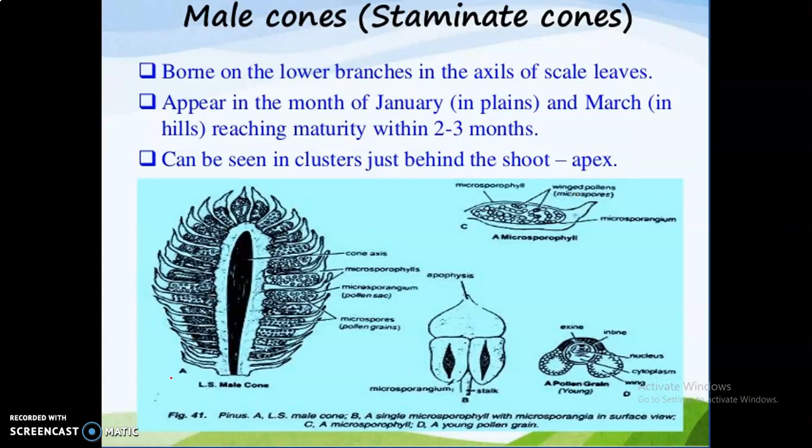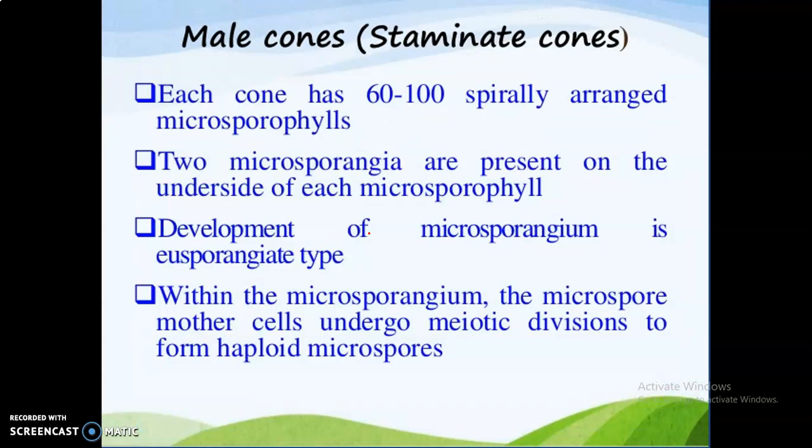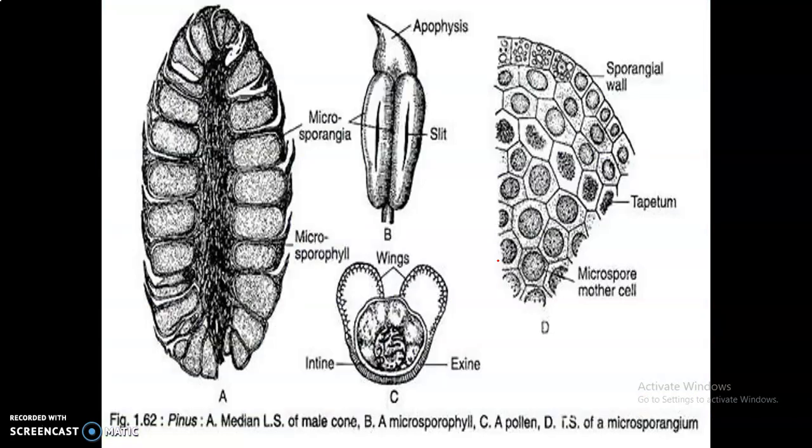This is the structure of the male cone. These are the microsporophylls arranged around a central axis. A single male cone has about 60 to 100 spirally arranged microsporophylls. On each microsporophyll, 2 microsporangia are present. This is the structure of the microsporophyll. These are the 2 microsporangia. On the upper surface a triangular structure is shown, termed the apophysis.